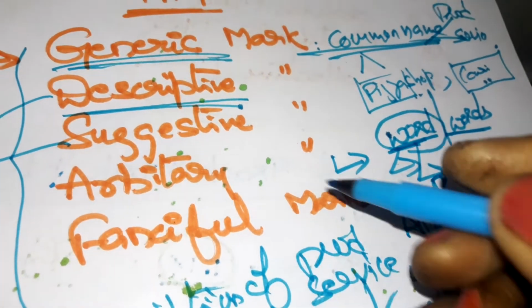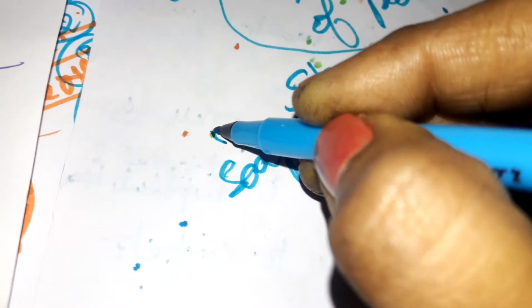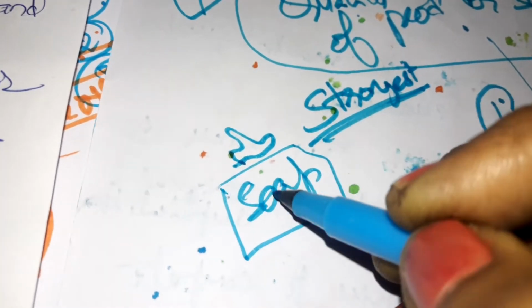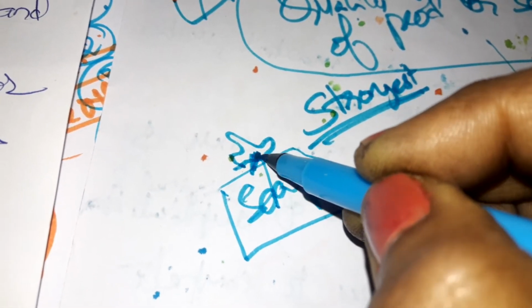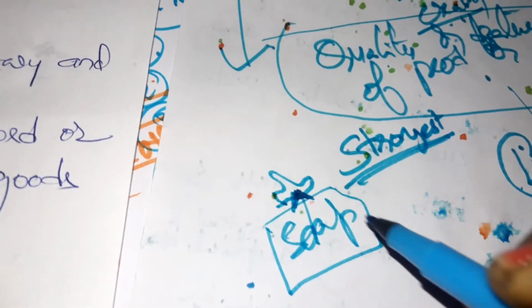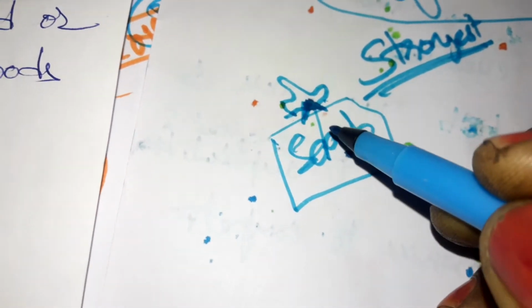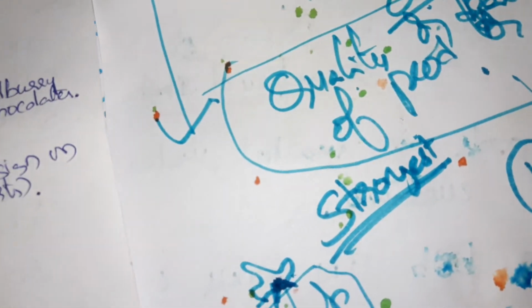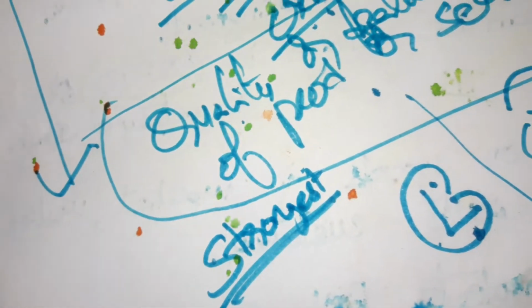If you observe Dove soap, on the Dove soap you will have the Dove symbol like this. So there is no connection between this soap and this Dove symbol. There is no connection with the products or services. This is nothing but an arbitrary mark. Arbitrary mark is nothing but a strongest trademark.